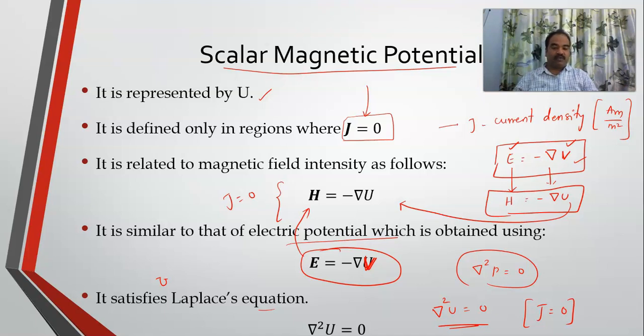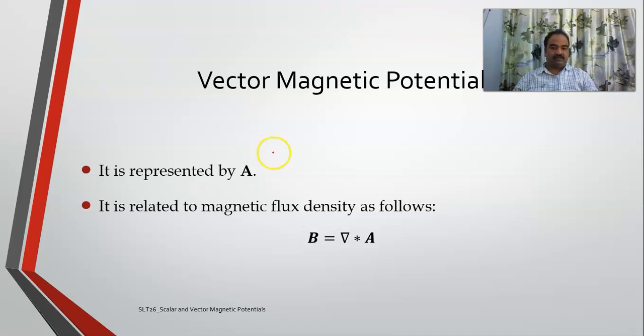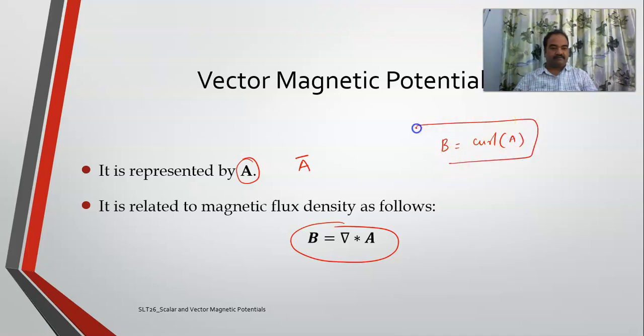Coming to vector magnetic potential, this is the second term we will go through in this concept. It is represented by a vector symbol A, and it is related to magnetic flux density as follows. This is the equation: B is equal to curl of A. Try to remember this one. B is equal to curl of A.